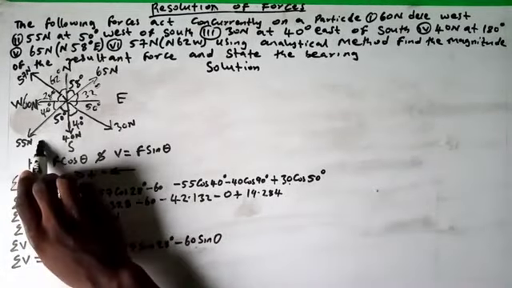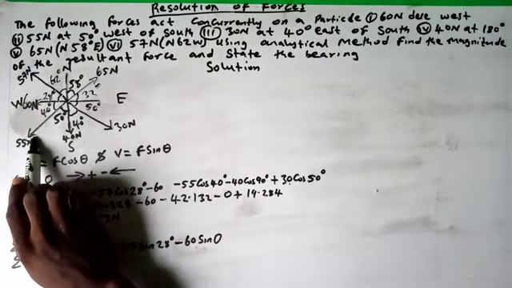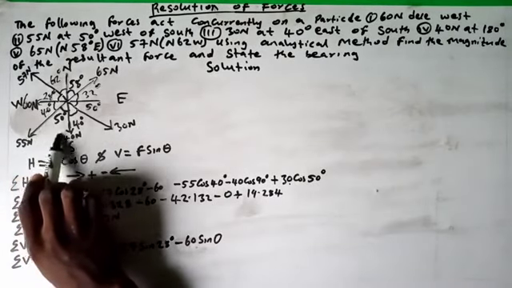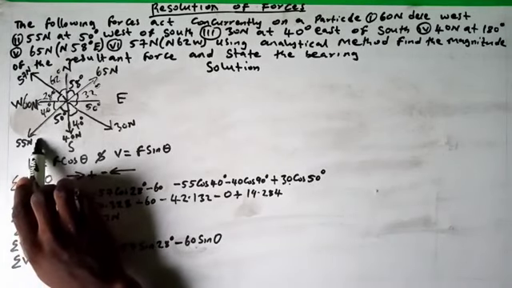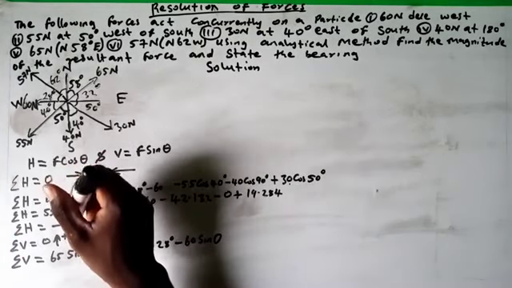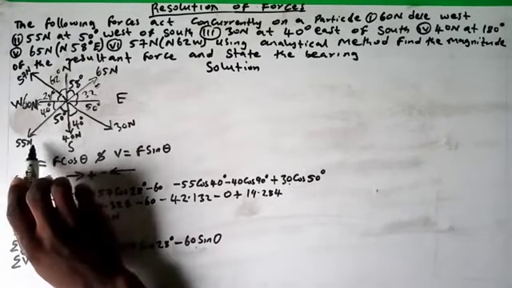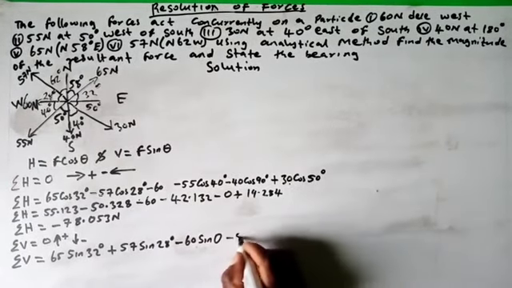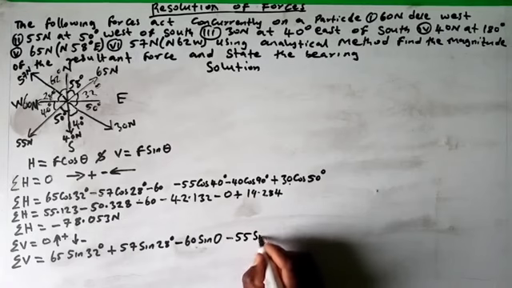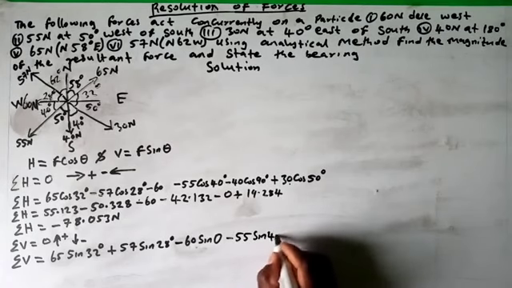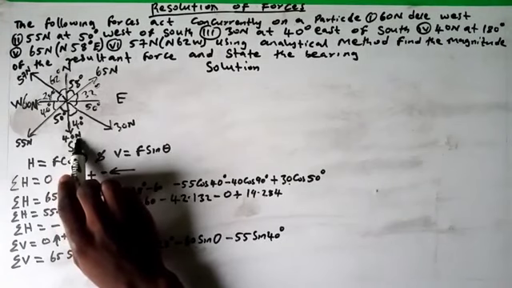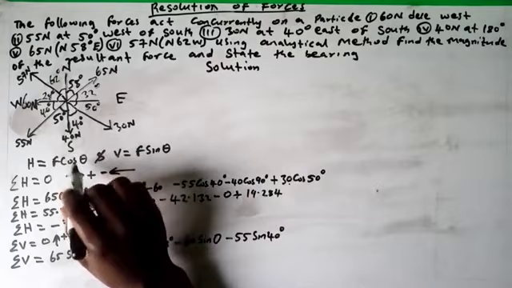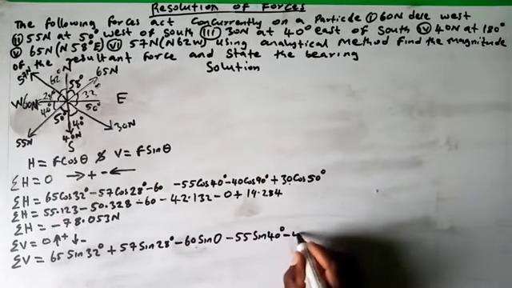So the next force is 55 Newton. If we close this angle by dragging this force to this direction, the arrow points towards the negative direction. Therefore, our 55 Newton is negative. So we have minus 55 sine 40 degrees. This is a vertical force. It has no horizontal component. So, and it's pointing downward. So we have minus 40.